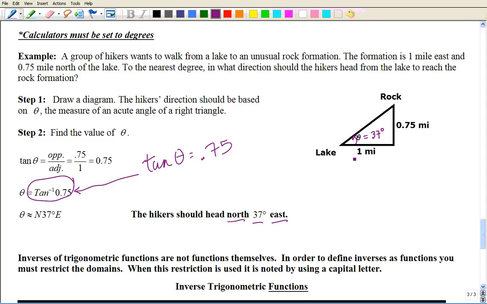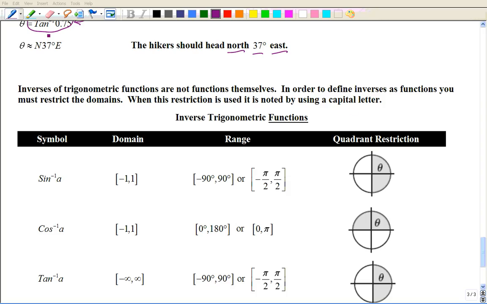Inverses of trig functions are not functions themselves. In order to define inverses as functions, you must restrict the domains. When this restriction is used, it is noted by using a capital letter. Maybe you noticed that capital letter when we used this inverse tangent up here. But let me explain using graphs first, and then we'll come back and look at this.